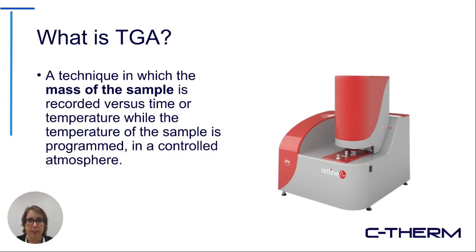So TGA is fundamentally a very simple technique, and it's good for looking at thermal stability and thermal degradation in a kind of macroscopic sense. So how much of the polymer material is left after exposure to an oxidizing atmosphere at 400 degrees Celsius for a half hour? That's the kind of question that TGA as a technique can answer.